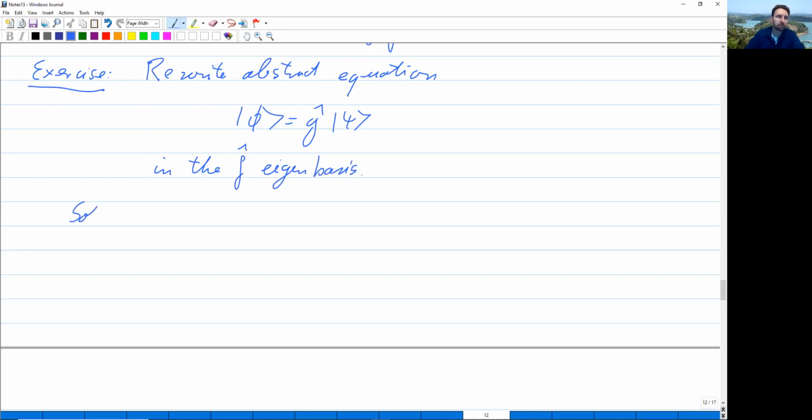So solution, well, what are we going to do? This is a vector equation. Let's make it an equation for numbers by multiplying from the left with the basis vectors, first of all. Then what do we obtain? We obtain F_n phi equal to F_n g hat psi. That's already nice because we have now only numbers in this equation.